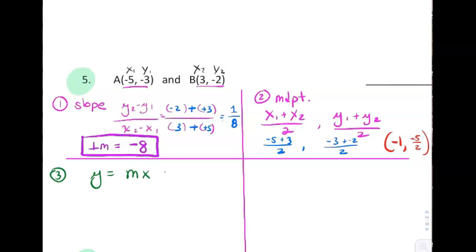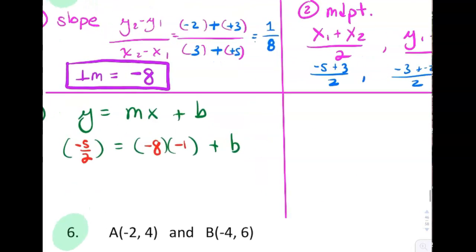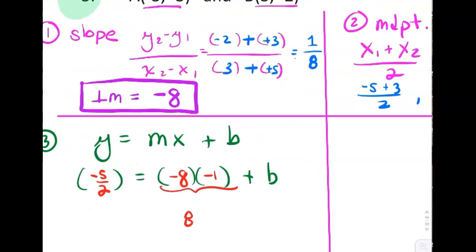y equals mx plus b. Now I have my x, my y, and my m. Those are the three things I have. Again, the m, the x, and the y. So let's see, the y is going to be negative 5 halves. The m is negative 8. And the x is negative 1. So then I have, let's see, negative 8 times negative 1 is 8.